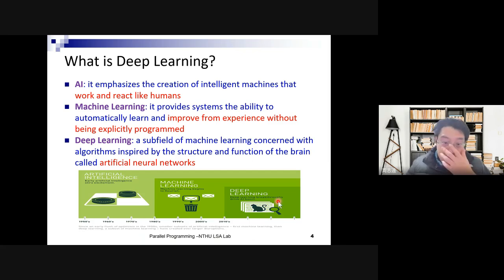I think many of you already have the idea: deep learning is a specific class of algorithm for realizing AI, artificial intelligence. AI is the end goal, the biggest problem we want to achieve, and it refers to any technique that makes a machine react and behave like a human.